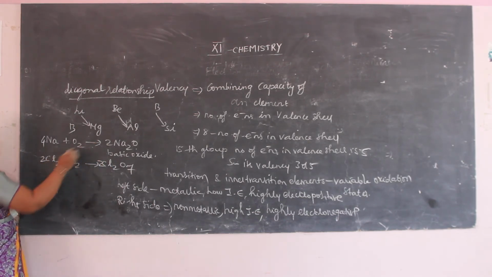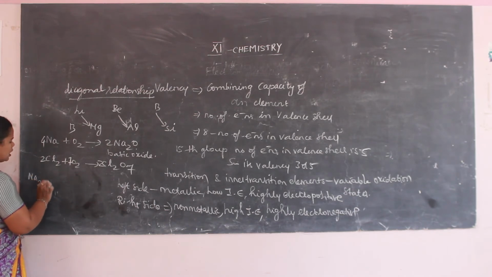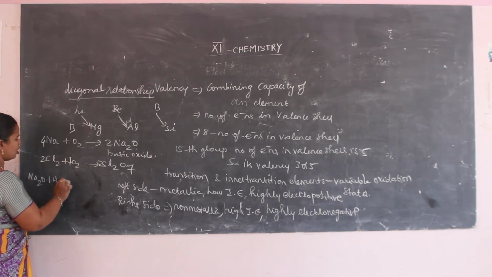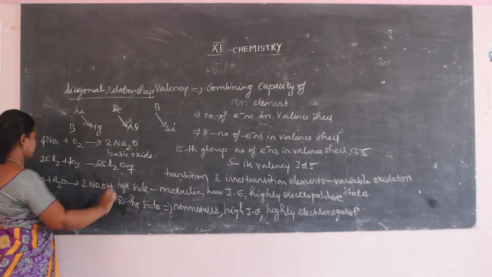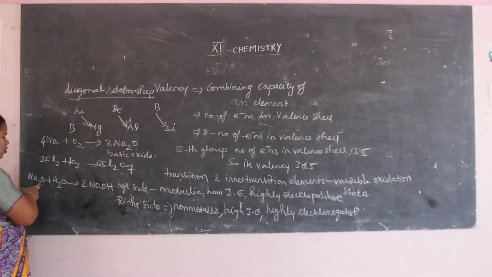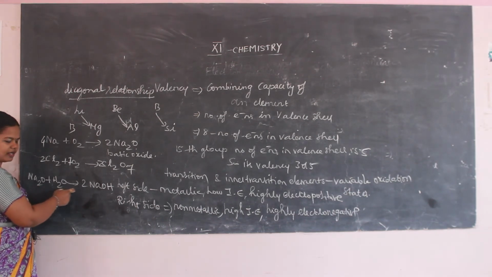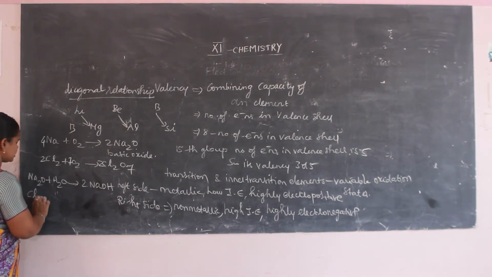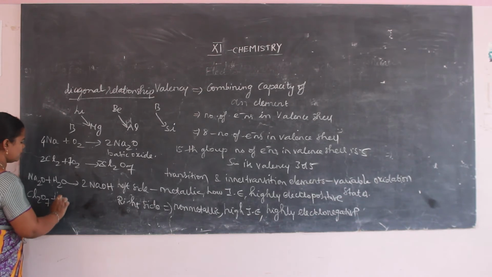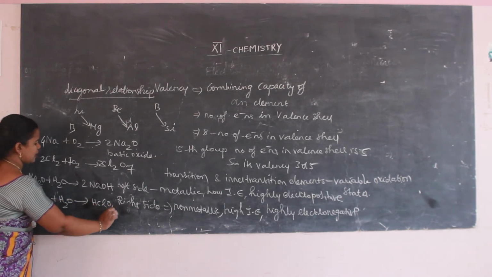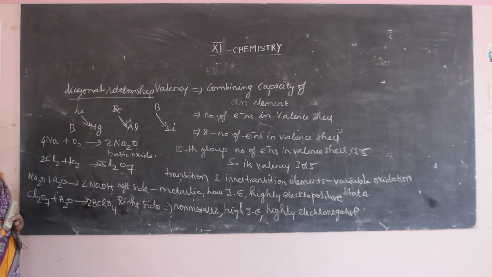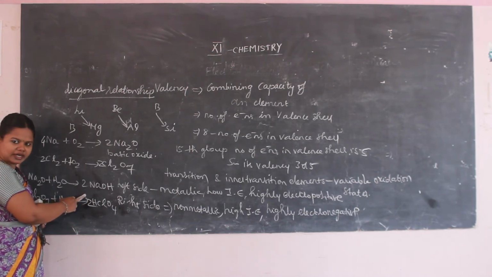When sodium oxide reacts with water, it forms 2 moles of sodium hydroxide. Then Cl2O7, when it is treated with water, it forms what? Perchloric acid, HClO4, perchloric acid. So the sodium hydroxide is basic.